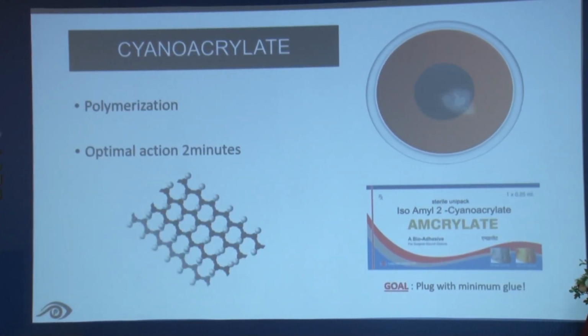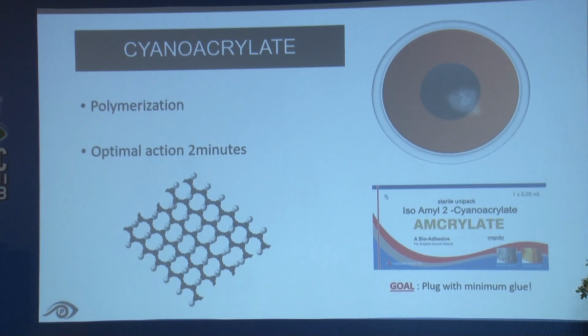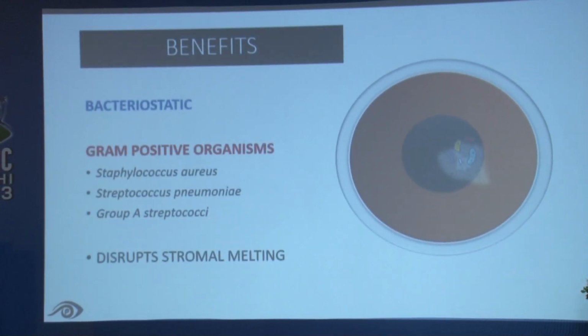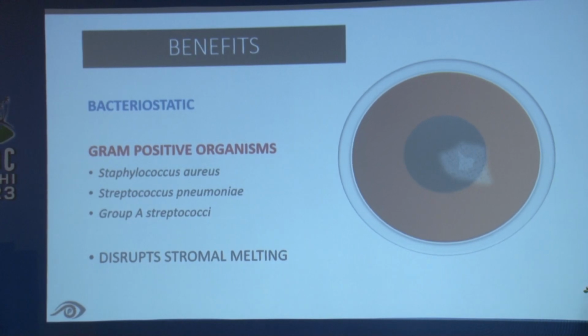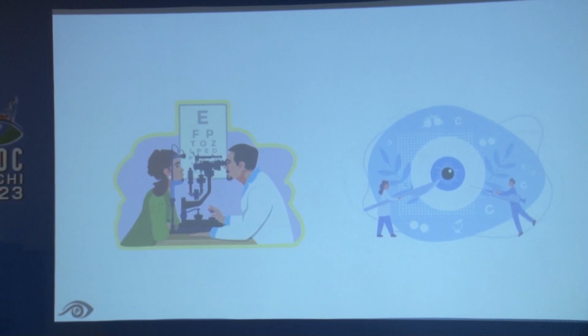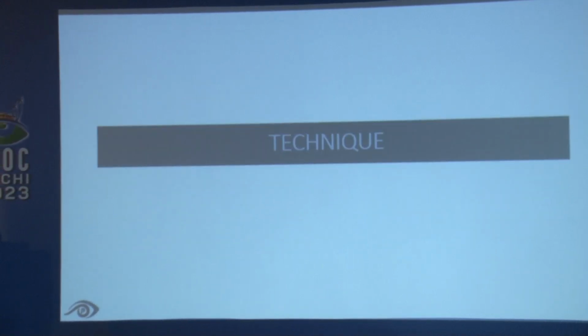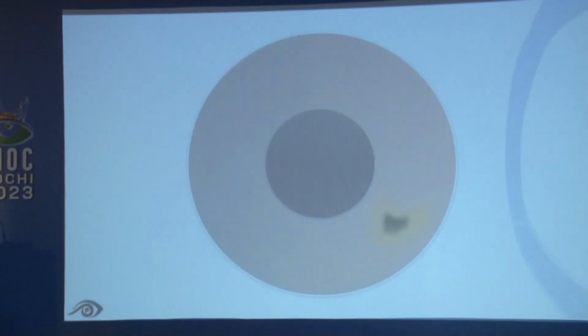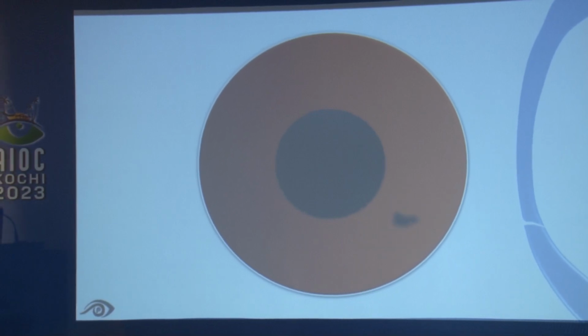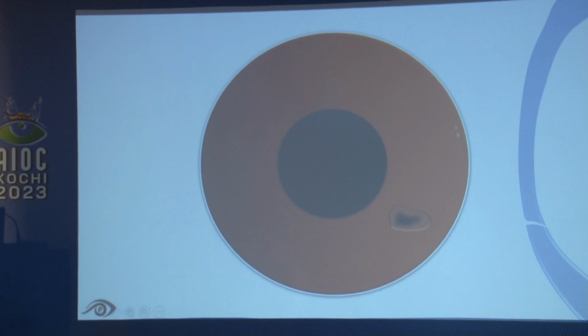So cyanoacrylate acts based on a polymerization mechanism, and the action starts within seconds and the optimal action is at 2 minutes. The benefits are that it is bacteriostatic against gram-positive organisms, and it also disrupts the stromal melting. It can be done on the slit lamp, or it can be taken under sterile conditions, that is in the OT. So the technique is, whenever you see a perforated corneal ulcer, if there is any slough, you will have to debride it. Once it is debrided, you have to debride 1 to 2 millimeters of the surrounding epithelium, or else the glue is not going to act.